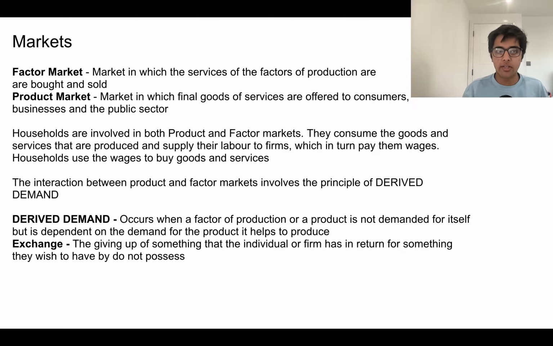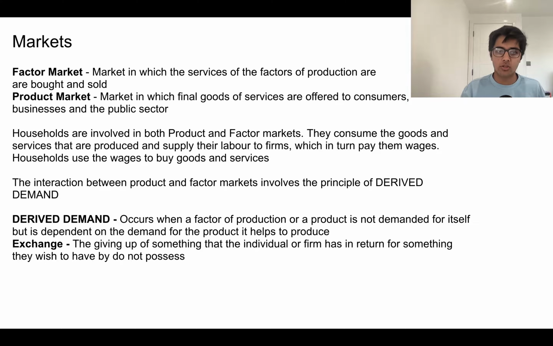Now, their interdependence lies in households. Households are involved in the product and factor markets. They consume the goods and services that are produced, and they supply their labour to firms, which in turn pay them wages. Households then use these wages to buy more goods and services.